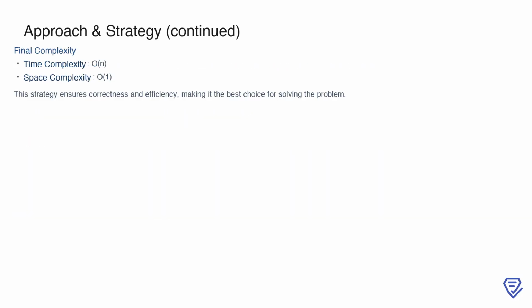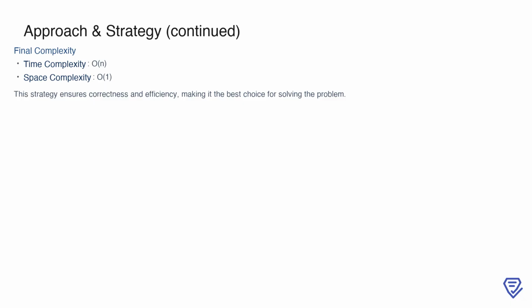The final complexity of the chosen strategy highlights its efficiency. With a time complexity of n and a space complexity of 1, this approach is well suited for solving the problem in an optimal manner. The linear time complexity ensures that the solution scales efficiently with the size of the input, while the constant space complexity reflects its minimal memory usage. Together, these characteristics make the cross-product method the most effective and reliable choice for determining if the given points lie on a straight line.